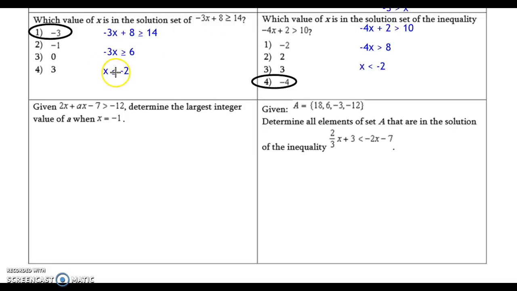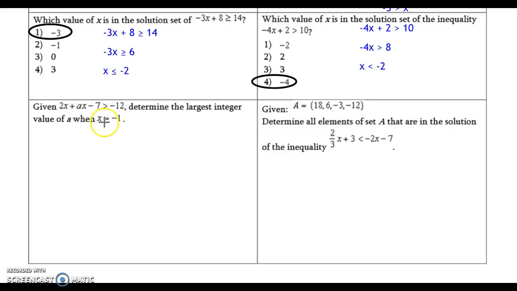It gives us that x is less than or equal to -2. -2 would have been a viable answer. Since -2 is not here, though, we're not going to choose it. We are going to choose the smaller value than -2, which is -3. And same thing here. X is less than -2, so we're going to use -4, not -2, because we're using less than, not less than or equal to.